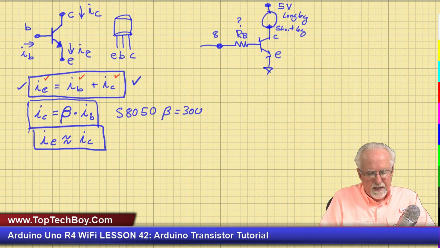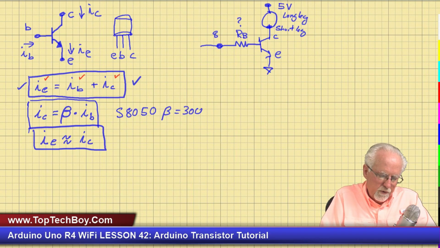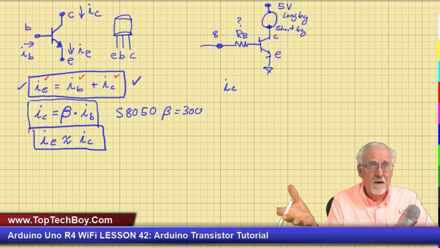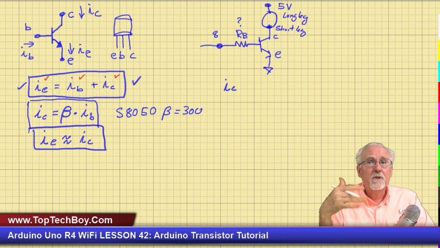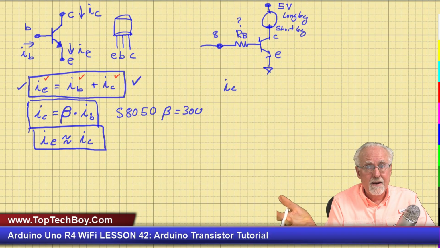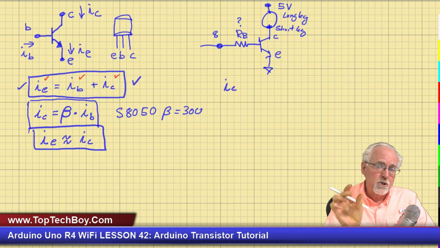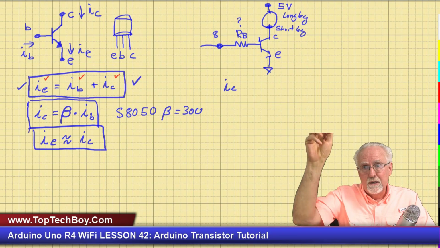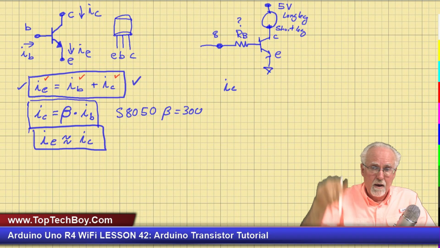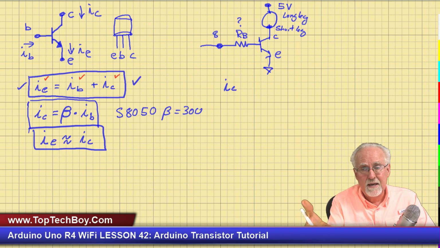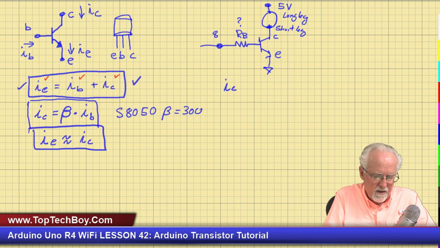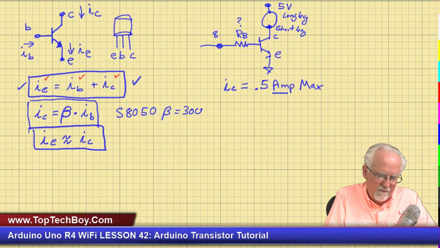Well, let's look at it this way. What do I want for the collector current? We said we don't want it to be over half an amp. So let's just do the analysis for half an amp collector current, and then we will choose the resistor that would give us a half amp of collector current, because we don't want it to be any more than that. So we want to limit it to that. So the IC, we want to set that to a 0.5 amp max.